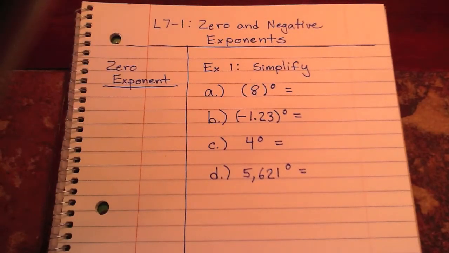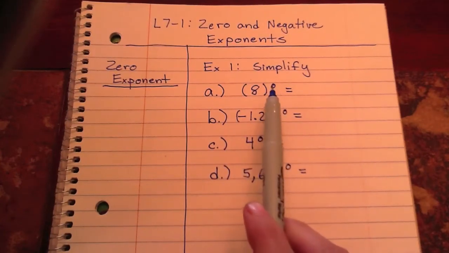First thing we're going to look at is zero exponents. Some of you might already know this rule. Go ahead, hit pause, copy this down, hit play when you're ready. The rule that goes with zero exponents is really easy to remember once you know it.